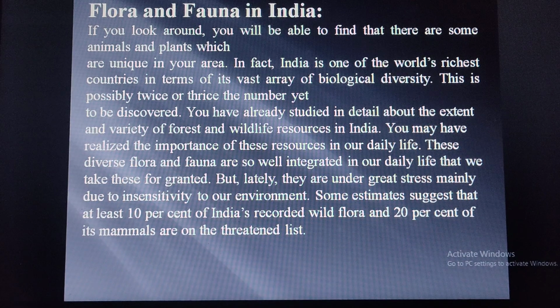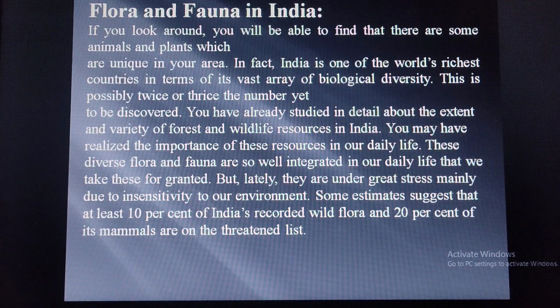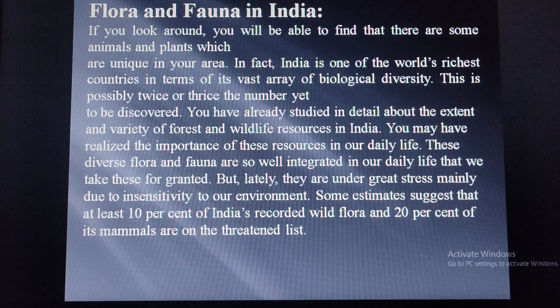Some estimates suggest that at least 10% of India's recorded wild flora and 20% of its mammals are on the threatened list. This is because of us, our insensitivity to our environment. We are not giving proper attention to our environment. We are doing whatever we want to do, however we want to do, in the way we want. So because of that, 10% of wild flora and 20% of mammals are on the threatened list. So let us start.